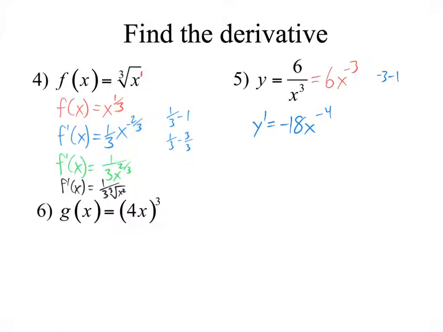But from there, well, a lot of times we don't like negative powers, but you could. So let's change that around. That could also be y prime equals negative 18 over x to the 4th. They're both doable.